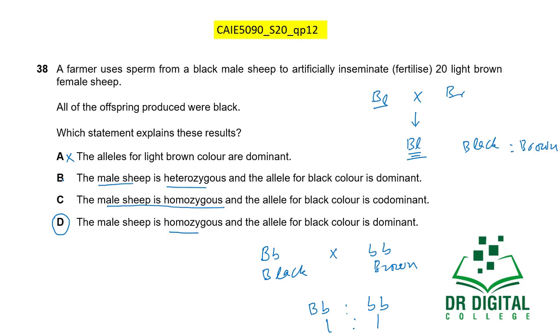Why is B wrong? The male sheep is heterozygous. This is not indicated by this genetic cross, so B is wrong. The male sheep is homozygous and the allele for black color is codominant. If it was codominant, then a color intermediate of black and brown should appear in the offspring. So this codominance is not present in this case. So the answer for this question is D.